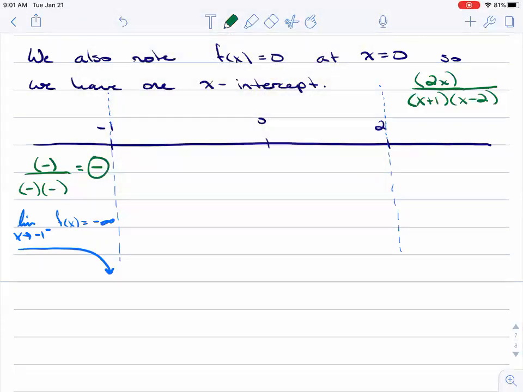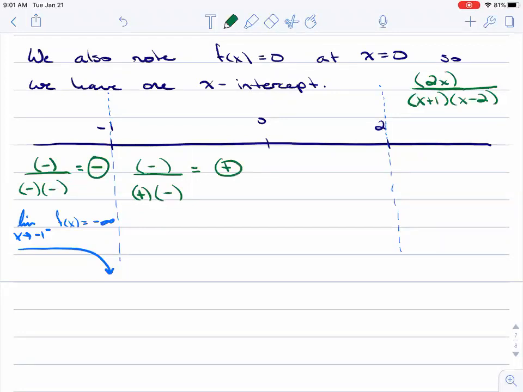And so the same idea here: 2x, if we just think about -0.5, 2 times -0.5 is going to be a negative value. And over -0.5 plus 1, that's going to be a positive value. So over a positive times -0.5 minus 2 is going to be a negative value. So over here, a negative divided by a positive times a negative is a negative divided by a negative, making a positive.